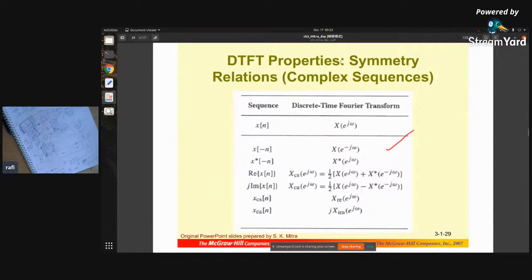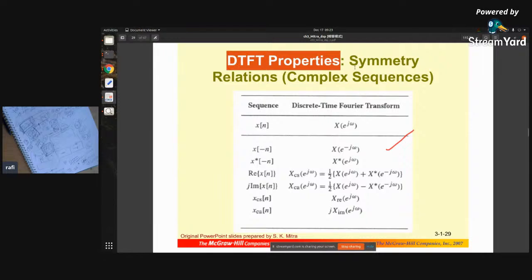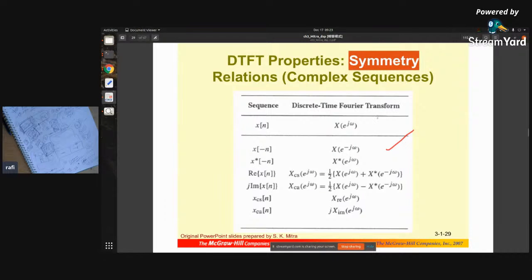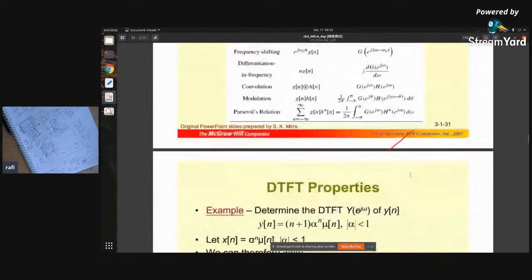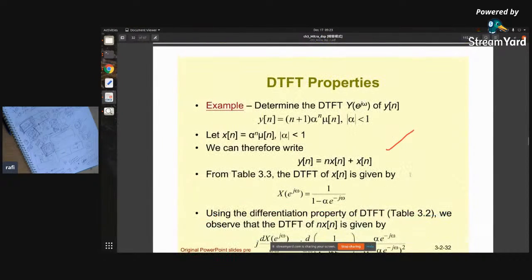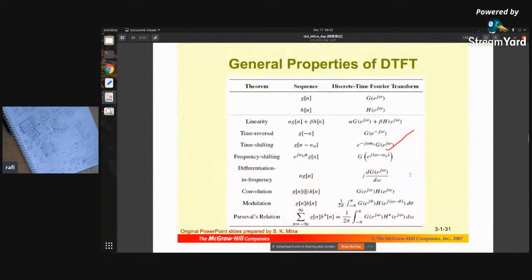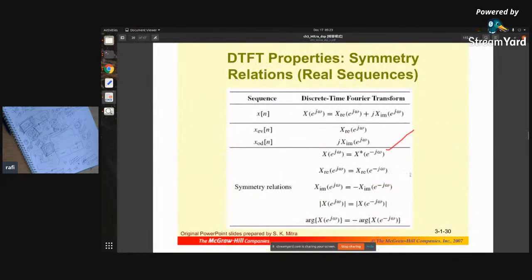So the properties of DTFT, first thing is symmetry property. Has he given any proofs? Not given. Yeah. So we'll take one by one, and we'll prove all the symmetry properties of DTFT.